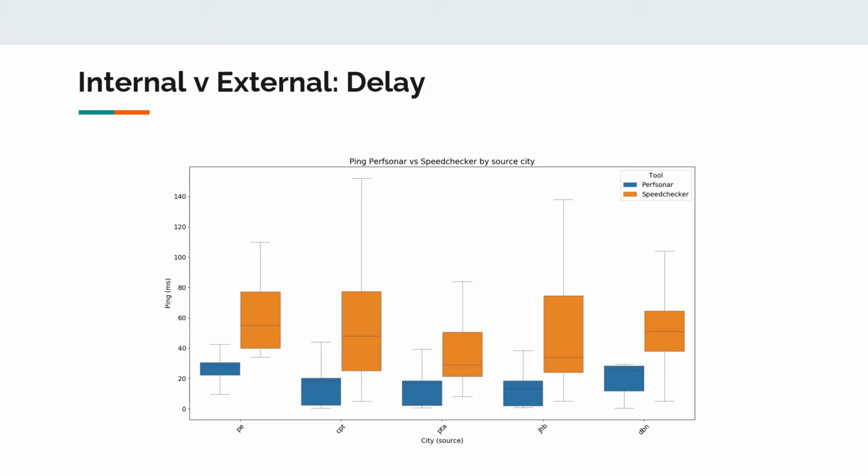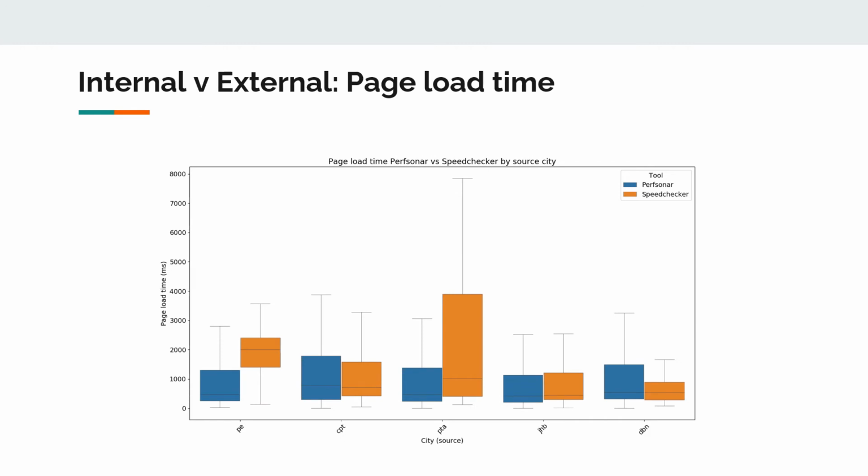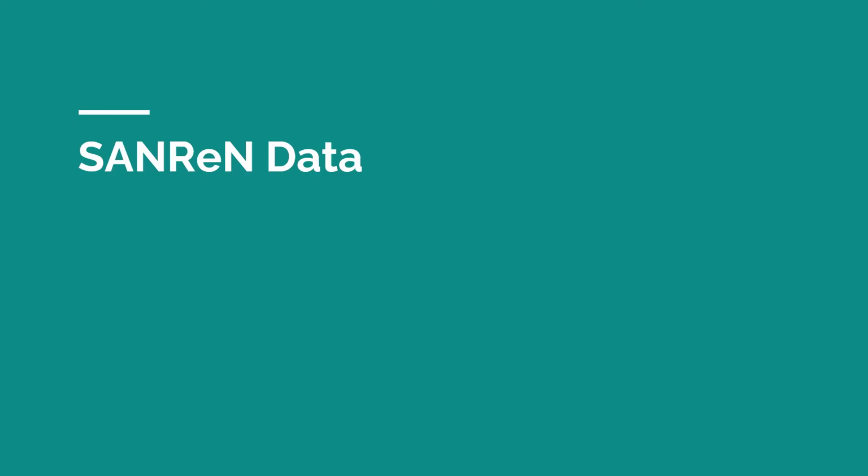We used Persona for the internal test and speed checker for the external test. So we can see here that the speed checker tests are much slower because they are coming from external sources. And then we also did page load time tests using Persona and speed checker. We can see again speed checker is performing a bit worse because it's coming from outside SANReN.